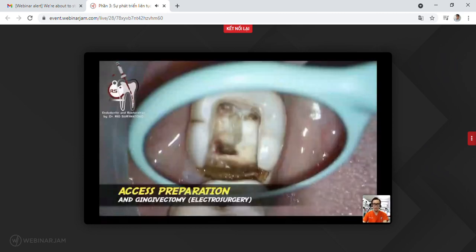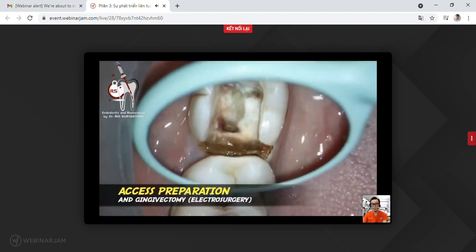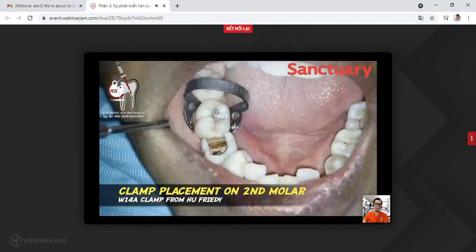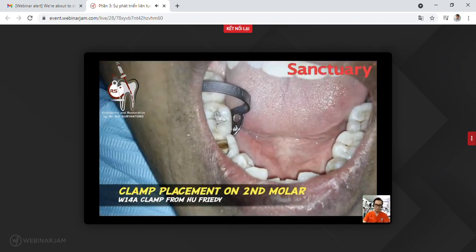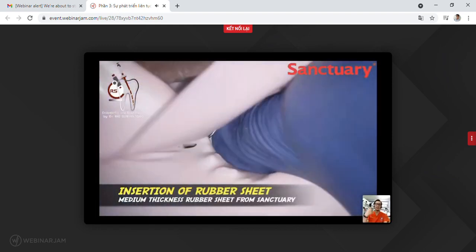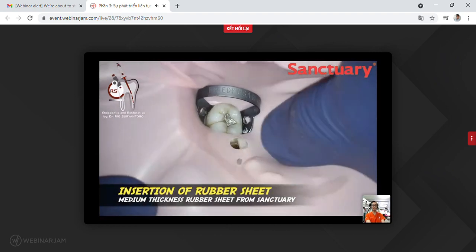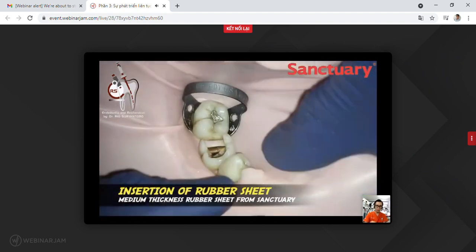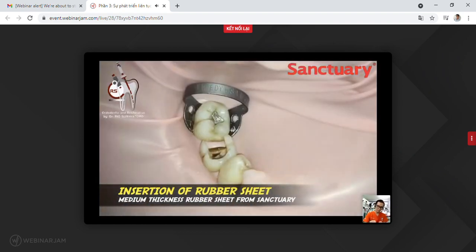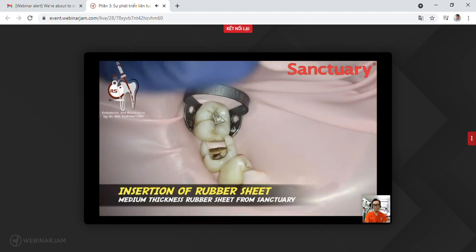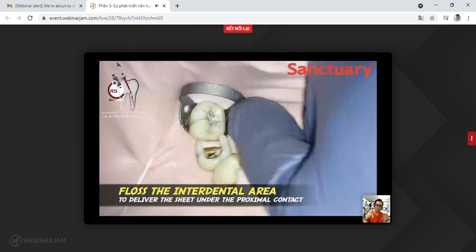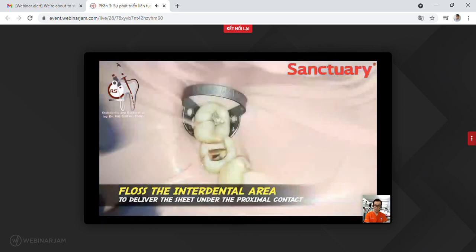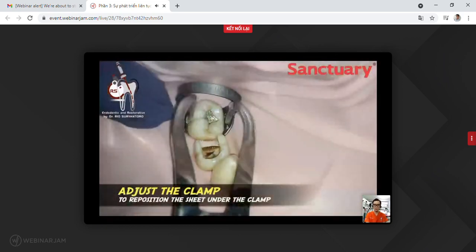So this is how I usually put the rubber dam on a particular tooth in endodontic treatment. First, I put the clamp on and make sure that the clamp is stable enough, and then I place the rubber sheet onto the respective tooth. I like to use medium thickness rubber sheet, and we can also stretch the rubber dam a little bit so that it slides into the proximal area. If not, you can use dental floss to slide the rubber sheet under the proximal contact.